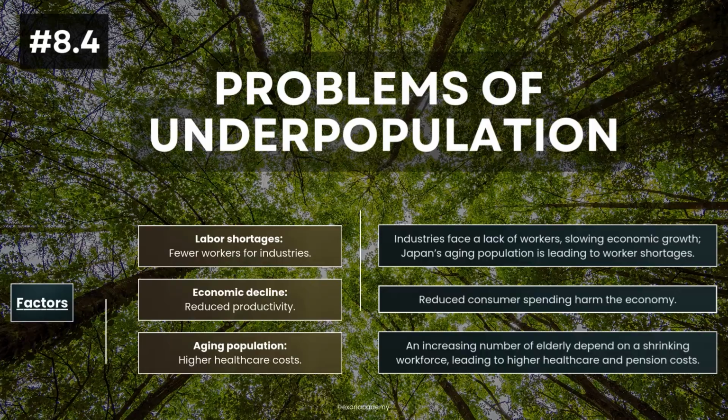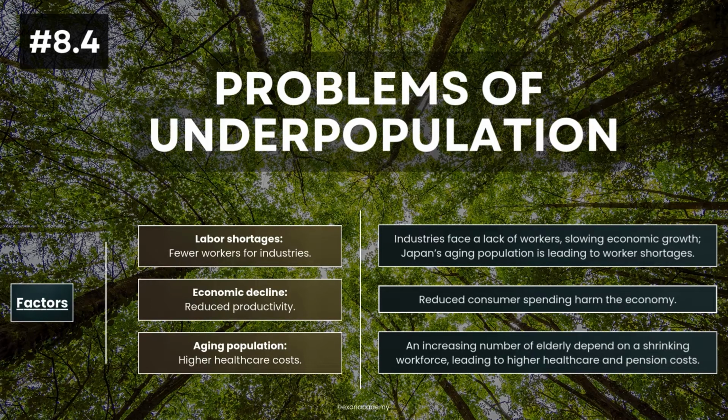Chapter number 8.4, Problems of Underpopulation. Underpopulation is where there are fewer people than required to utilize resources effectively, which creates unique challenges. Number 1 is labor shortages. Industries face a lack of workers, slowing economic growth. Although Japan is very densely populated, Japan's aging population is leading to worker shortages, especially in healthcare and manufacturing.